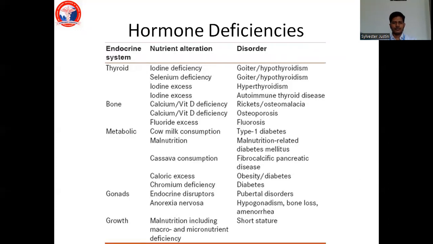So if you see, the deficiency of thyroid hormone will cause hypothyroidism or goiter or both, whereas excess will cause hyperthyroidism. Vitamin D deficiency will cause rickets or osteomalacia. Insulin deficiency will cause diabetes mellitus. And similarly, sex hormone deficiency will cause hypogonadism and amenorrhea, and growth hormone deficiency will cause short stature.